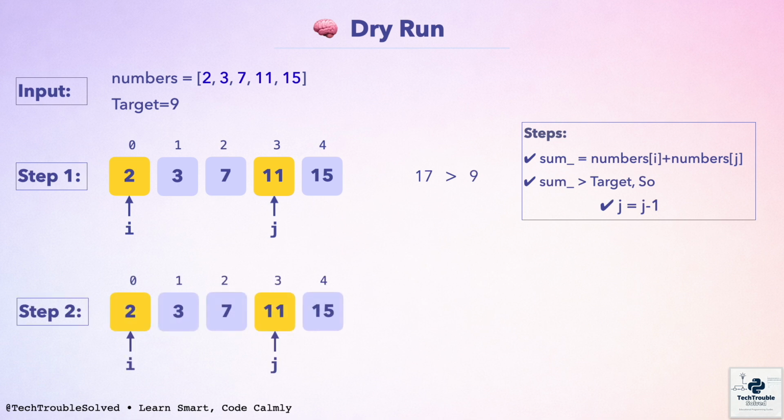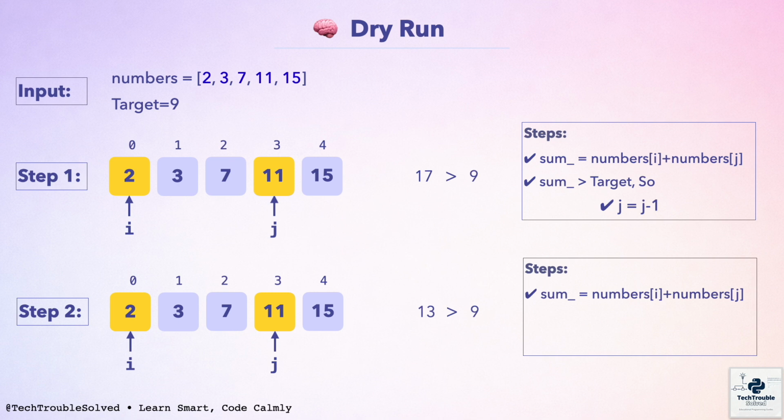Now let's look at the next state. The left pointer i is still at index 0, pointing to the value 2. The right pointer j has moved to index 3, pointing to the value 11. We again calculate the sum. 2 plus 11 equals 13. 13 is still greater than the target value 9. So once again we move the right pointer one step to the left. The left pointer remains unchanged.